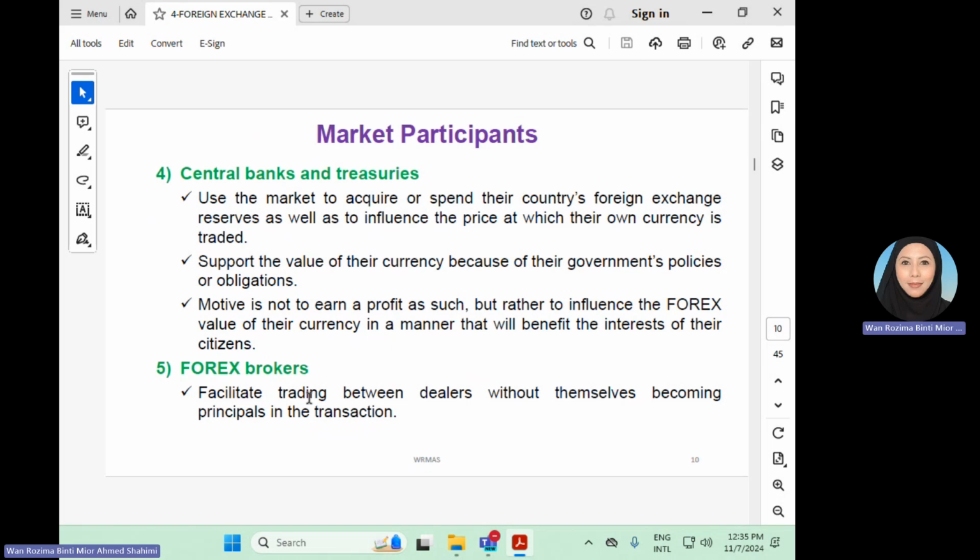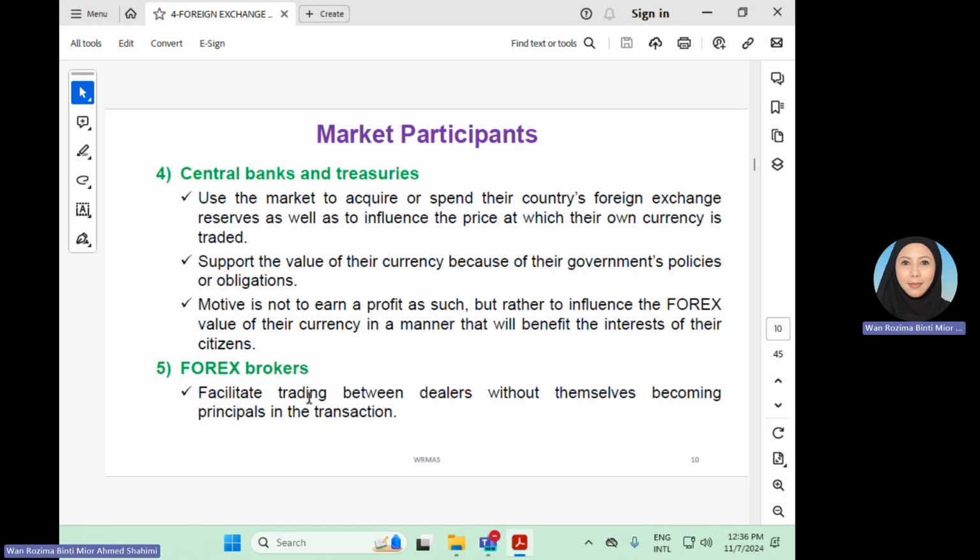To strengthen, revalue. Okay, to weaken, devalue. Who does this? The central bank, the monetary authorities. So what is the purpose? Is it to earn profit? No, it is not. It's more to stabilize, in a manner that it will benefit the interests of their citizens.